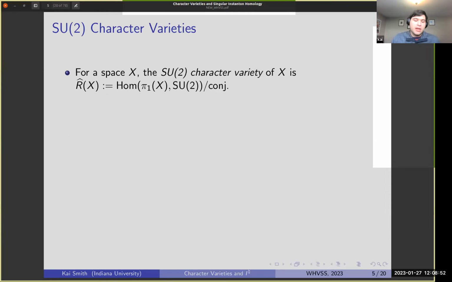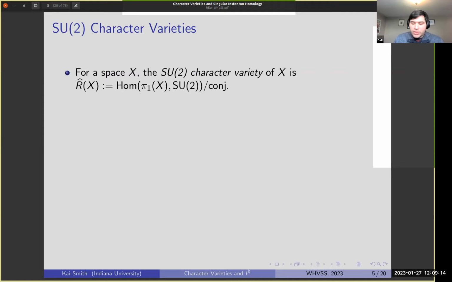we want to look at this instanton homology from another perspective. So to do that, we'll introduce the notion of a character variety. So for a space X, we're interested in the SU2 character variety, which is the space of homomorphisms from pi1 of X to SU2, modulo conjugation by elements in SU2.